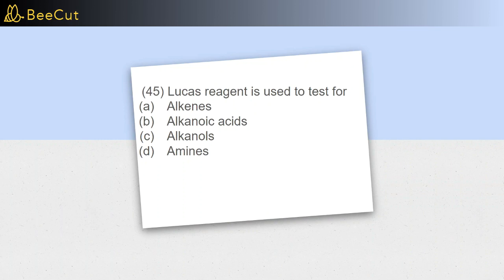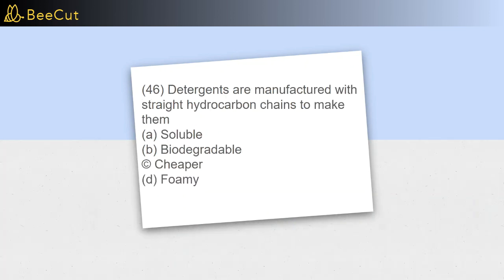45. Lucas reagent is used to test for alkanols. Detergents are manufactured with straight hydrocarbon chain to make them A, soluble, B, biodegradable, C, cheaper, D, foaming. B, biodegradable, to make it decompose when microorganisms act on it.